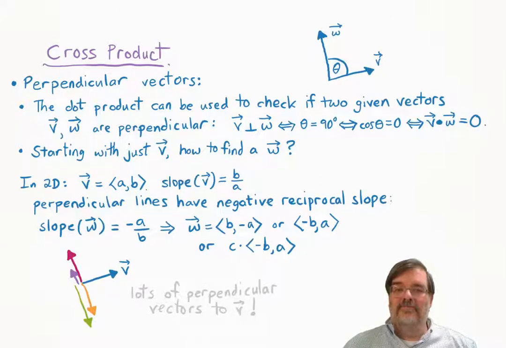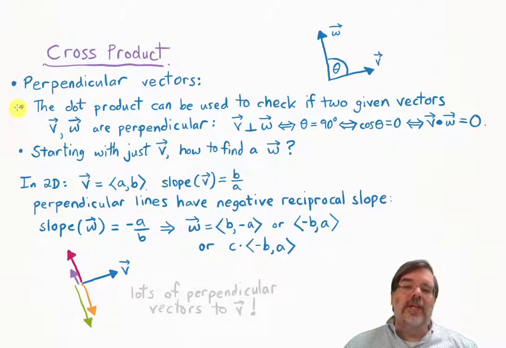Hello everybody! In a previous video, we learned about a new vector operation called a dot product. In this video, we're going to learn about another vector operation. This one is called the cross product. And it has a lot to do with perpendicular vectors.